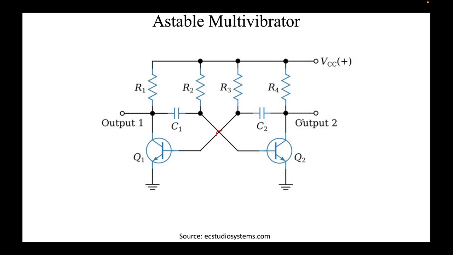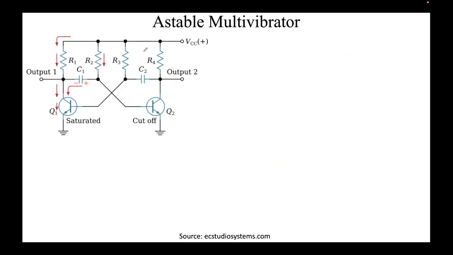So this is the circuit diagram, and these are the two outputs that we are taking. If this output is like this, this output will be like this, so they are complementary of each other. What's happening essentially is that one of the BJTs will be in saturation and the second will be in cutoff. To start, we assume this one to be saturated and this one to be cut off.